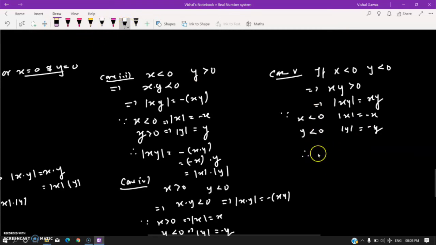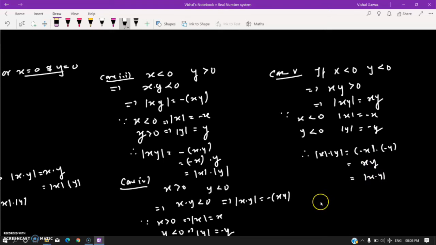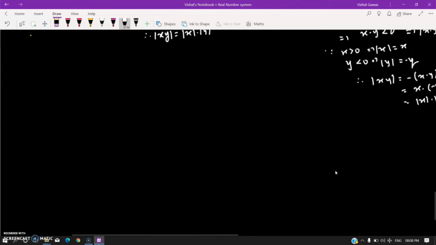Therefore modulus of x into modulus of y would be nothing but minus x into minus y, but these are two real numbers. Negative becomes positive, and what you get is xy, but this is nothing but mod x into mod y. Therefore, from all 5 cases, what we get is mod xy is nothing but mod x mod y for every x, y in R. That's the first property done.